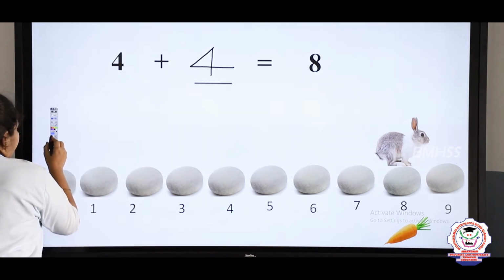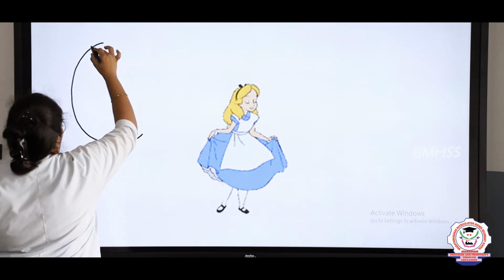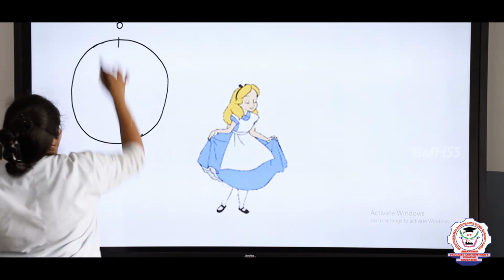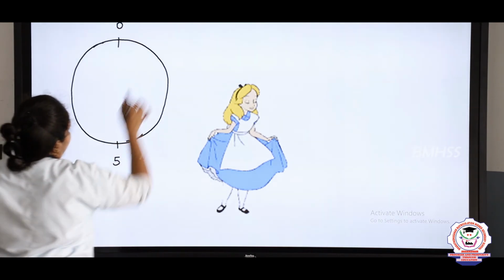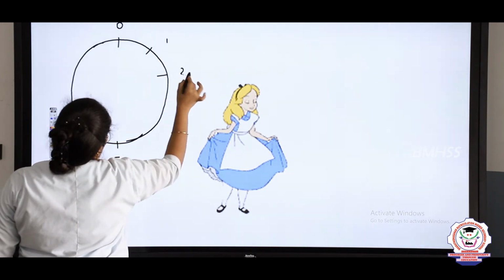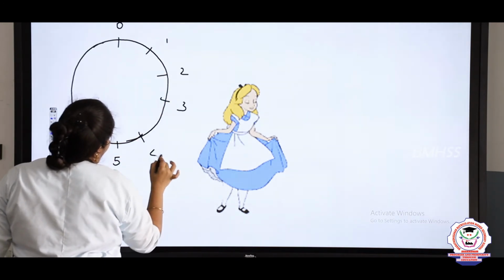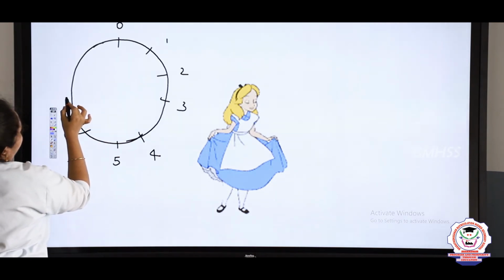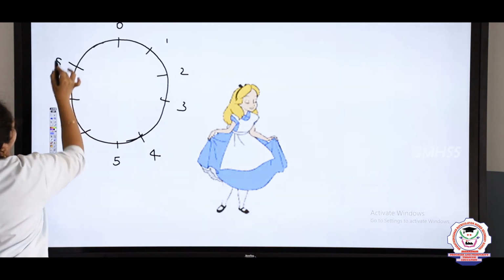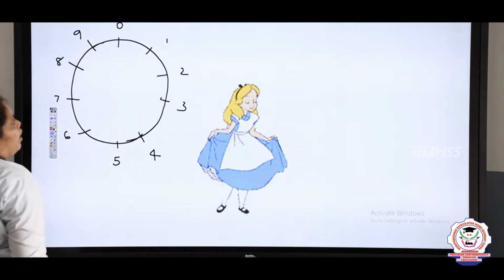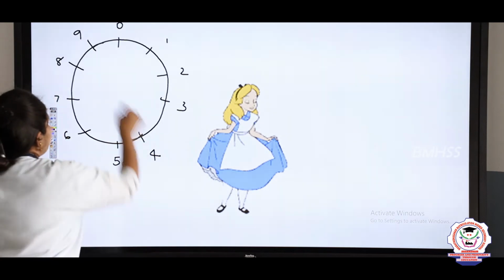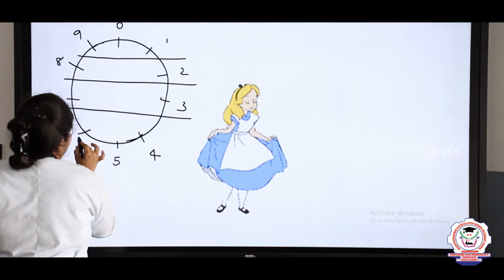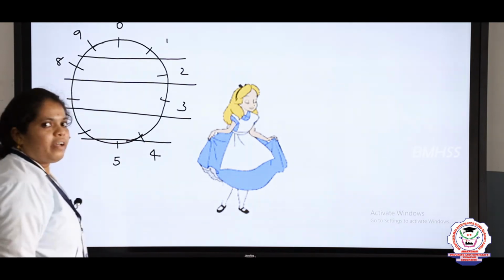Good, superb. I am going to draw one circle. This is a game. Okay. So here I mark 0, here 5. So 1, 2, 3 and 4. After 5, very good, 6. Then 7, 8. Then 9. Now children, see here, if we add this horizontal line, we get the answer, number 10.